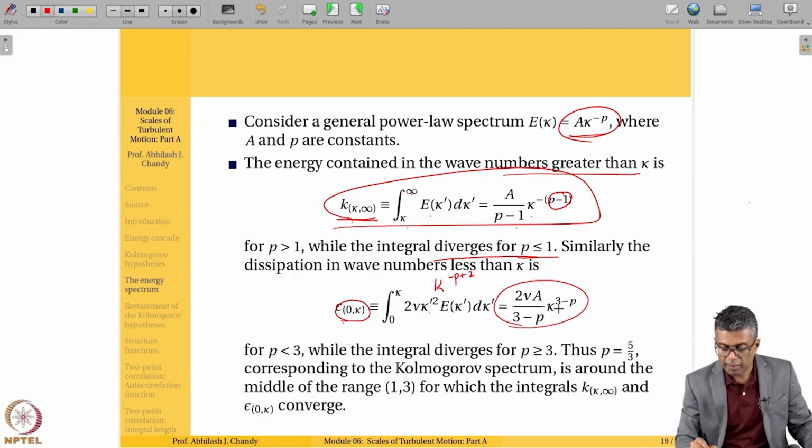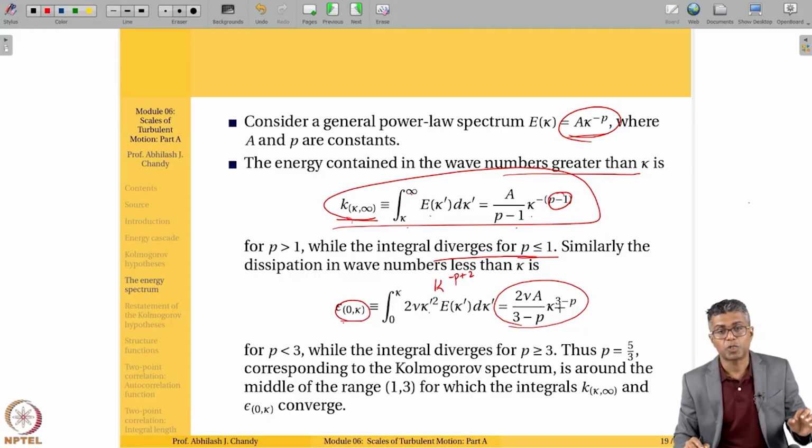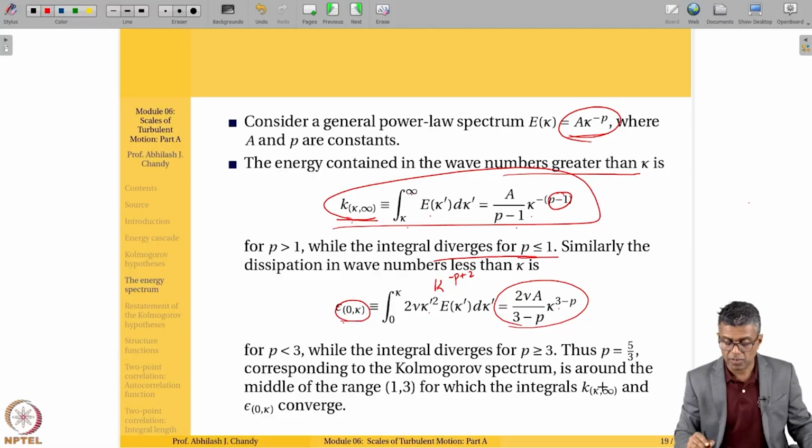Now, 3 minus p is going to be negative, or 0 or negative, when p is greater than or equal to 3. So that means this integral is going to diverge for p greater than or equal to 3. On the other hand, if p is less than 3, this is going to be a positive number.